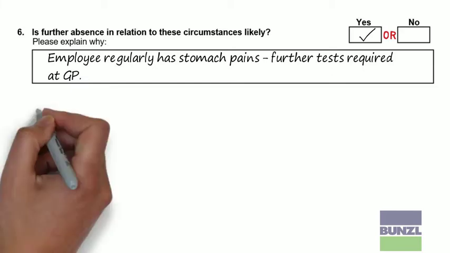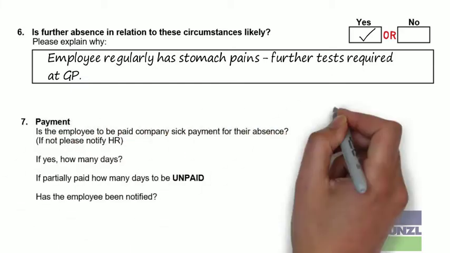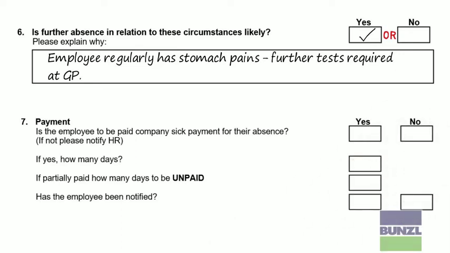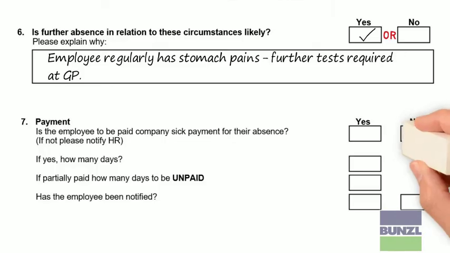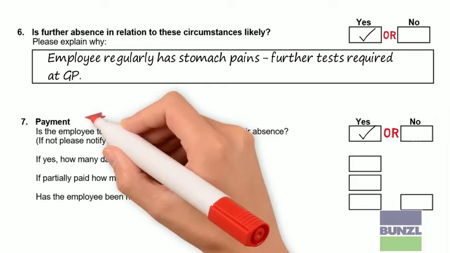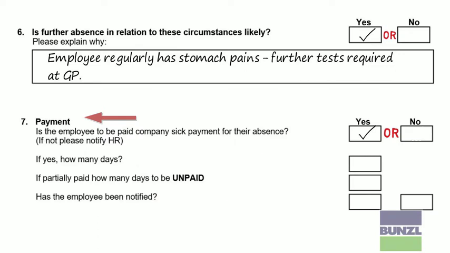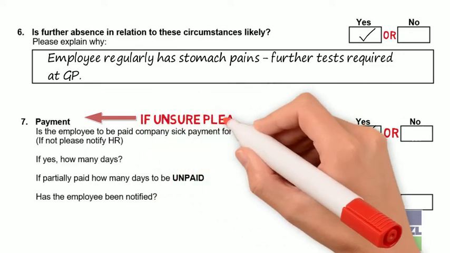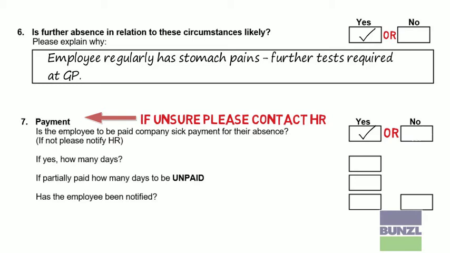Section 7. Payment. Is the employee to be paid company sick payment for their absence? Here, you will need to consider whether they followed the correct procedure and whether they have any sick pay entitlement remaining. Please tick yes or no. If you are unsure of whether the employee is entitled to company sick payment and or how much company sick payment to pay, please contact the HR department.